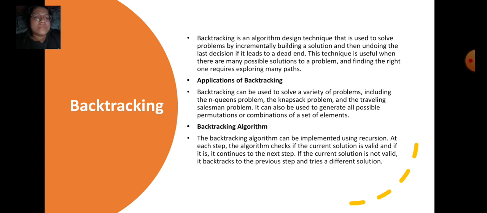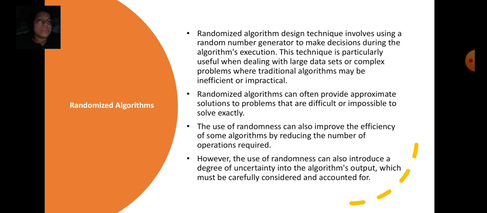Backtracking algorithm. A backtracking algorithm can be implemented using recursion. At each step, the algorithm checks if its current solution is valid, and if it is, then it continues to the next step. If the current solution is not valid, it backtracks to previous steps and tries a different solution.